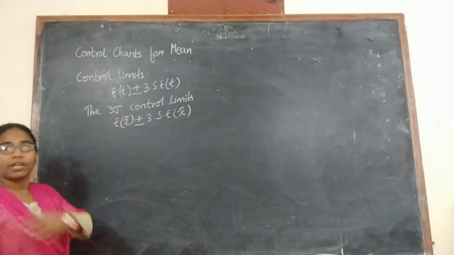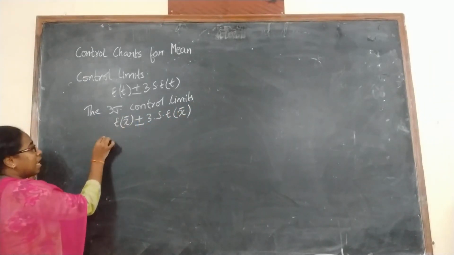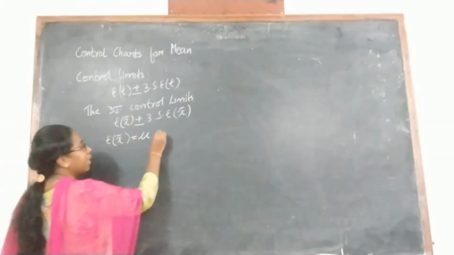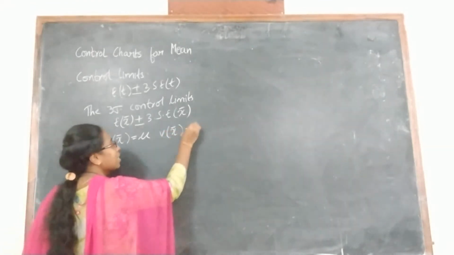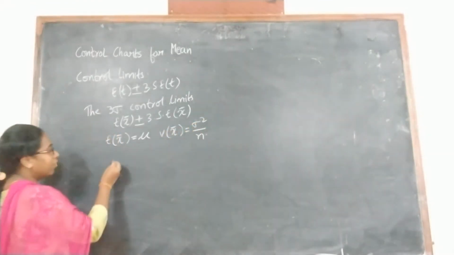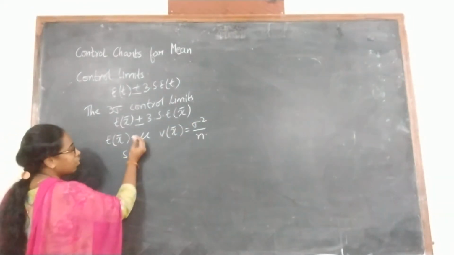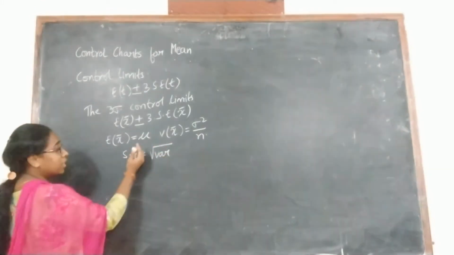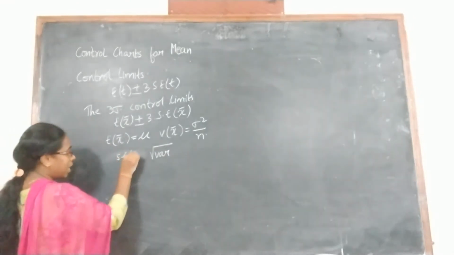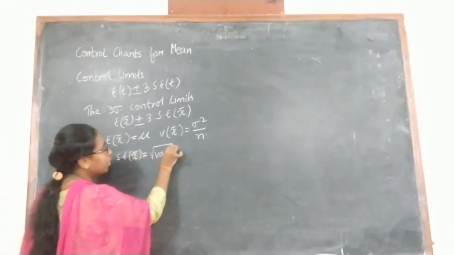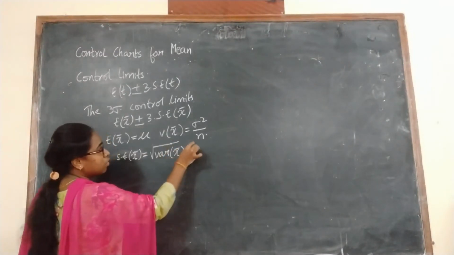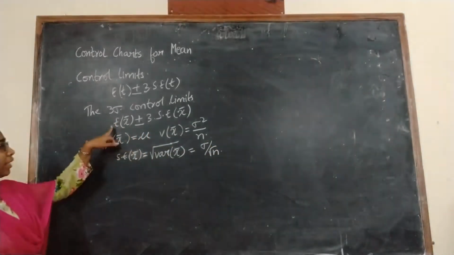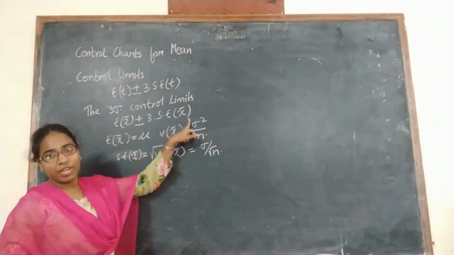And we know that the expected value of the sample mean is mu and the variance of the sample mean is sigma square by n. And we also know standard deviation or standard error equals root over variance. Now I want the standard error of x bar, so I will do root over variance of x bar. So root of sigma square by n will be sigma by root n. Now I have the expectation of x bar value and the standard error of x bar value.